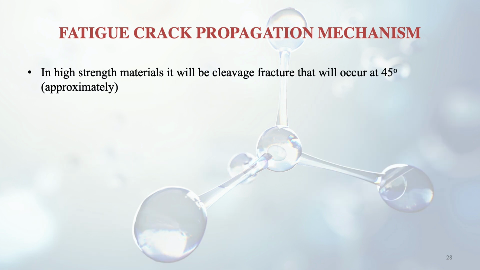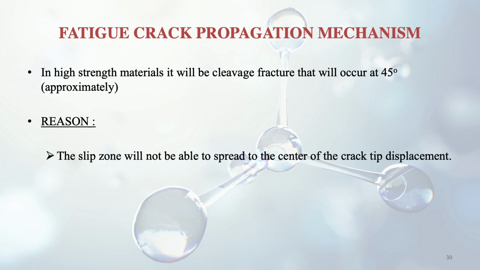In high strength materials, it will be a cleavage type of fracture that will occur at approximately a 45-degree angle. So in high strength materials, we have a fracture called the cleavage fracture. And why does it happen so? Because the slip zone will not be able to spread to the center of the crack tip displacement, because it is of higher strength. So the slipping that is taking place between the layers will not reach the center of the crack tip actually. So this is about the brittle fracture.